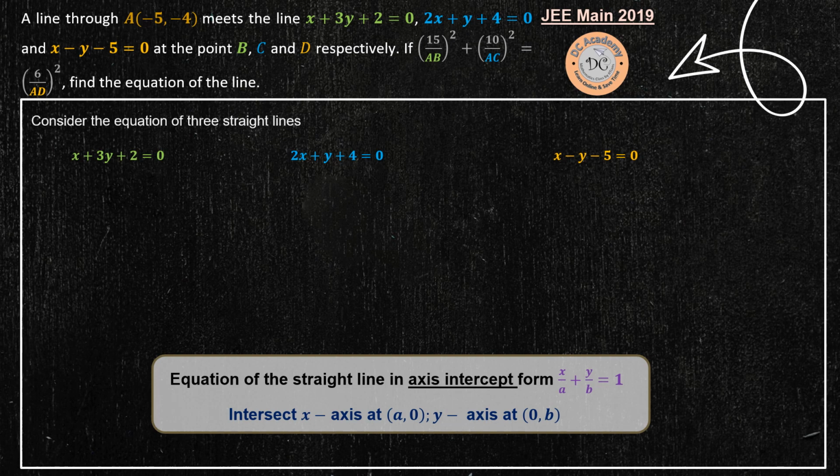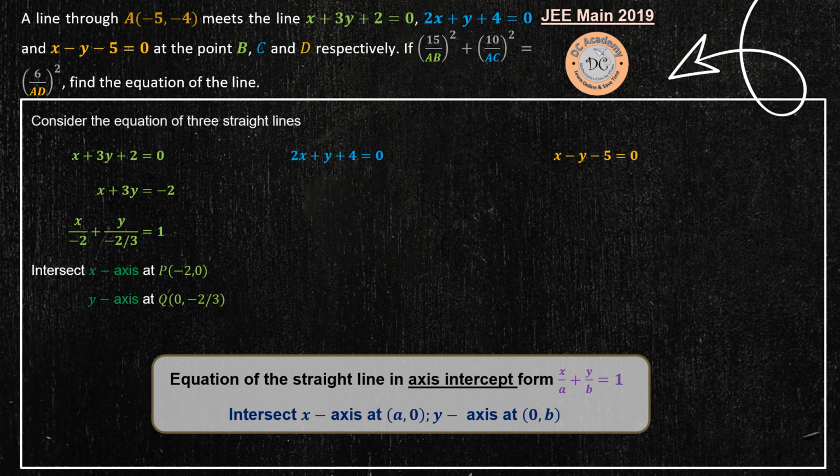So that's why each and every line we convert into the form x/a + y/b = 1. For the first equation, I rewrite that by rearranging the terms and then divide both sides by -2. Therefore, we get the x-intercept as (-2, 0) and the y-intercept as (0, -2/3). That means this particular line is a straight line joining the points P and Q. So this line we can interpret as line PQ.